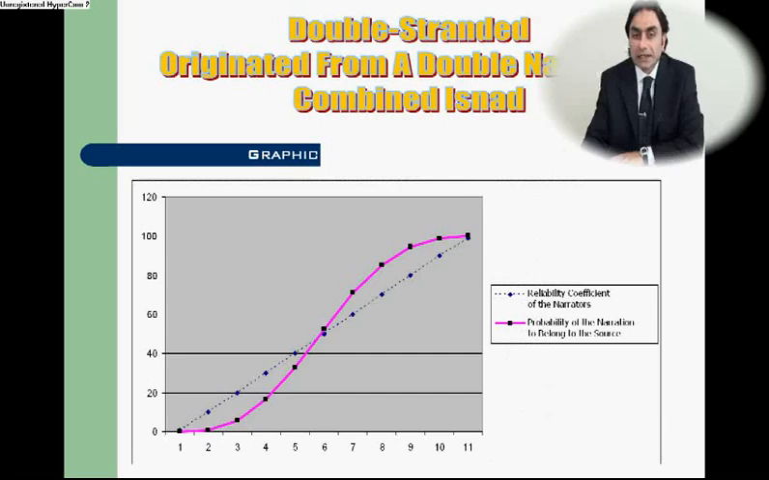It can be clearly seen that the curve indicating the probability that the narration belongs to the source to which it is attributed extends below the straight line indicating the reliability coefficient of narrators on the first half of the straight line, whereas it extends above that straight line in a symmetrical manner on the second half.